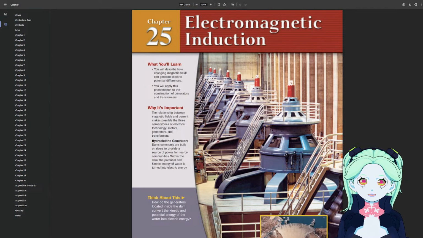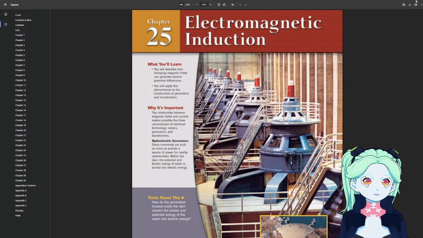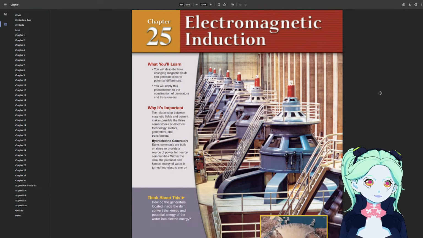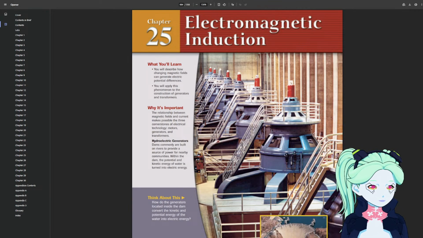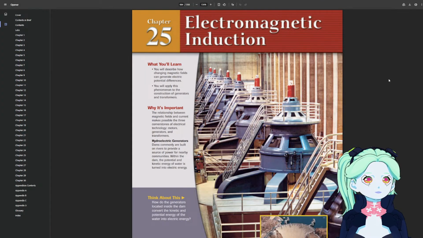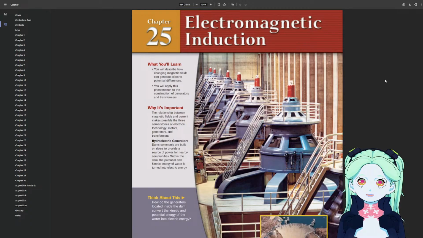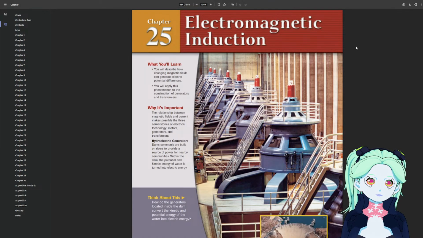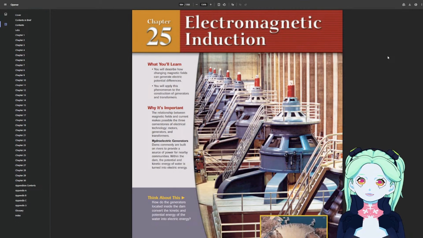You will describe how changing magnetic fields can generate electric potential differences. You will apply this phenomenon to the construction of generators and transformers. Okay, so changing magnetic fields generate electric potential differences, and this applies to the construction of generators and transformers.